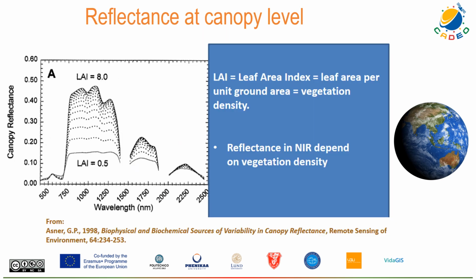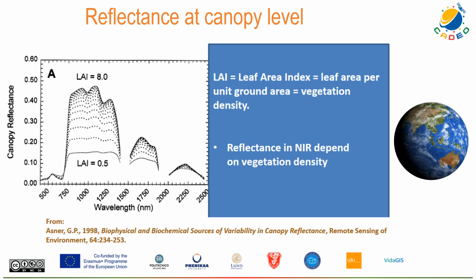We can also look at the signature and differentiate between the density of the canopy or the vegetation. How dense is the vegetation? How many leaves are there? One way of measuring that is something called leaf area index. Leaf area per unit ground area, which is then translated into vegetation density. And the higher the leaf area index, the denser the vegetation is.